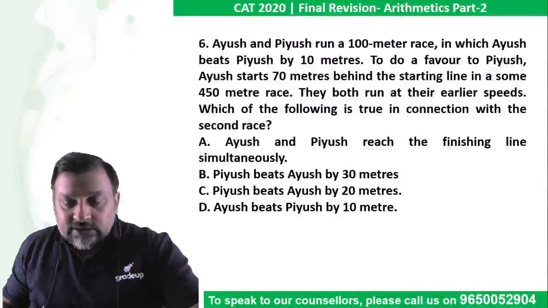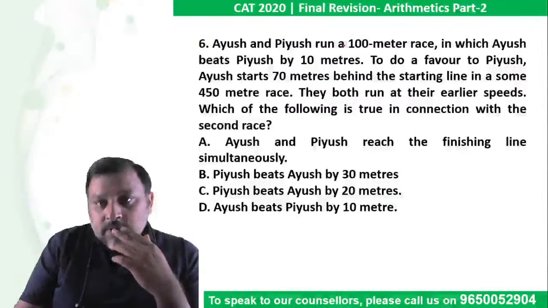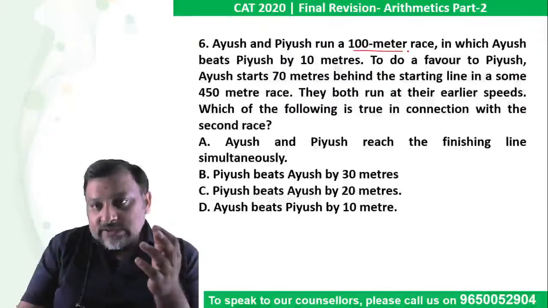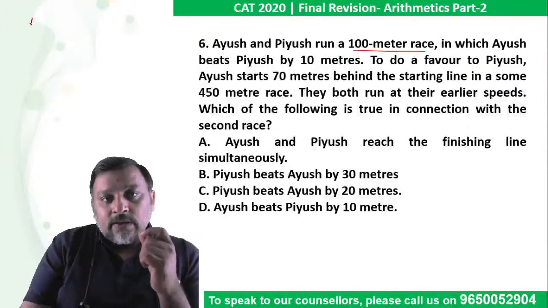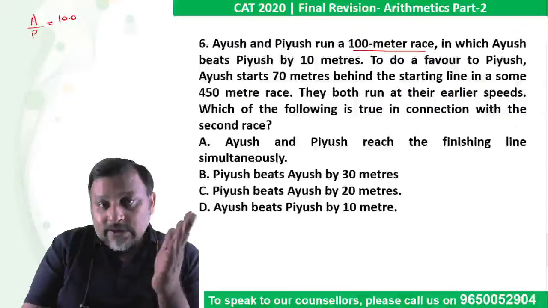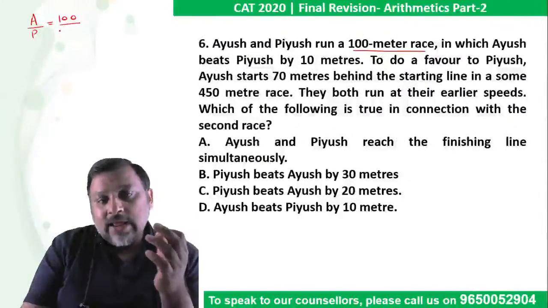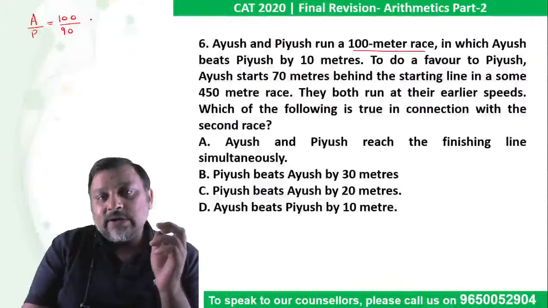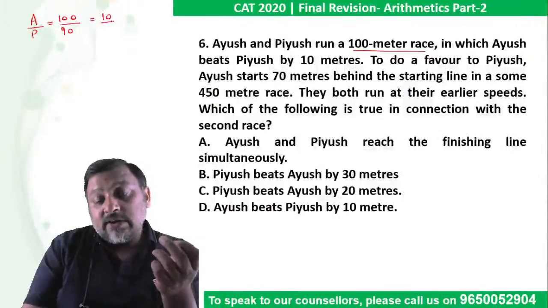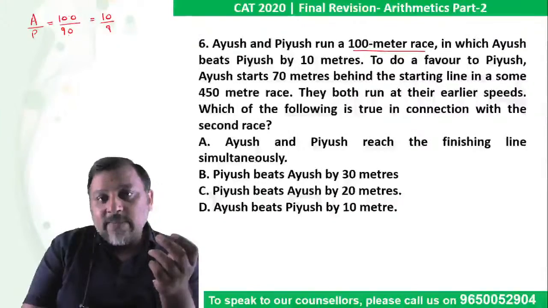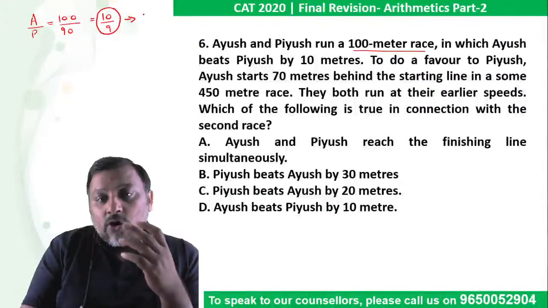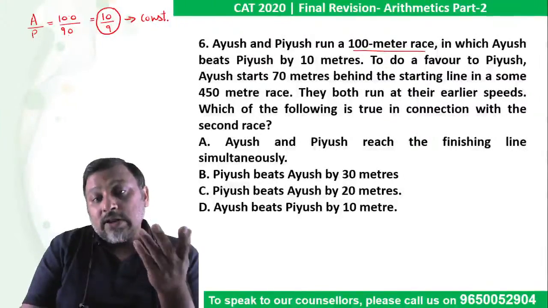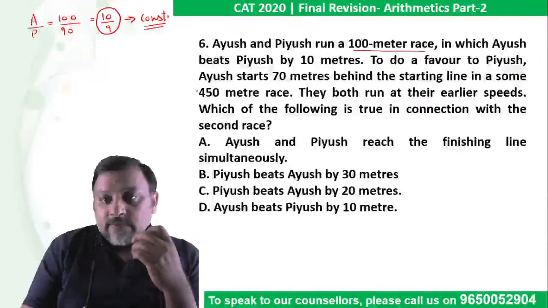So let's check this. Okay, it is given in a 100 meters race, Ayush beats Piyush by 10 meters. So that means the time taken by Ayush to cover 100 meters is same as the time taken by Piyush to cover 90 meters. So this is the ratio of the distances, which is same as the ratio of the speeds. And this will remain constant since they are running at constant speed.